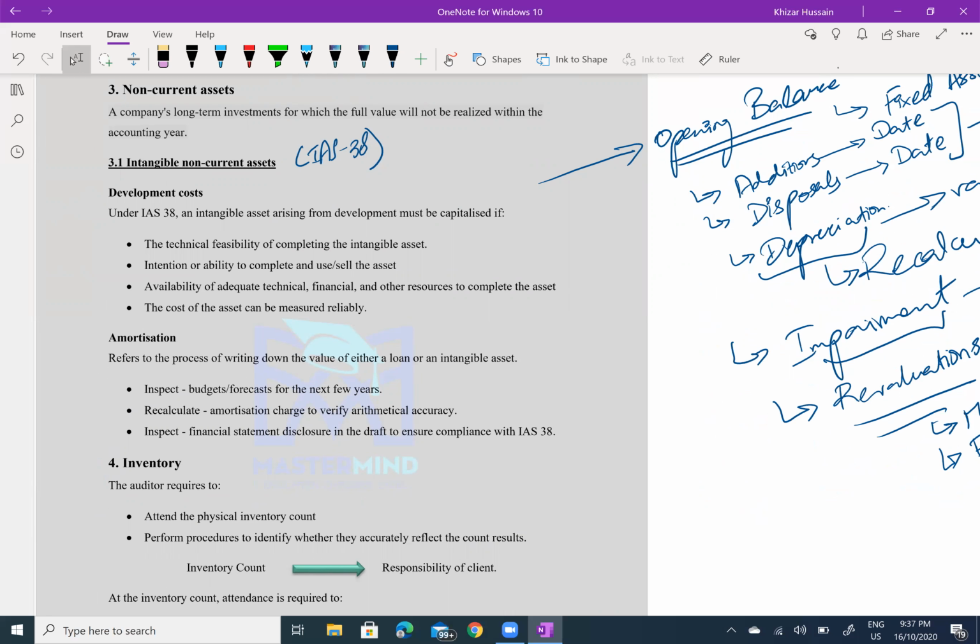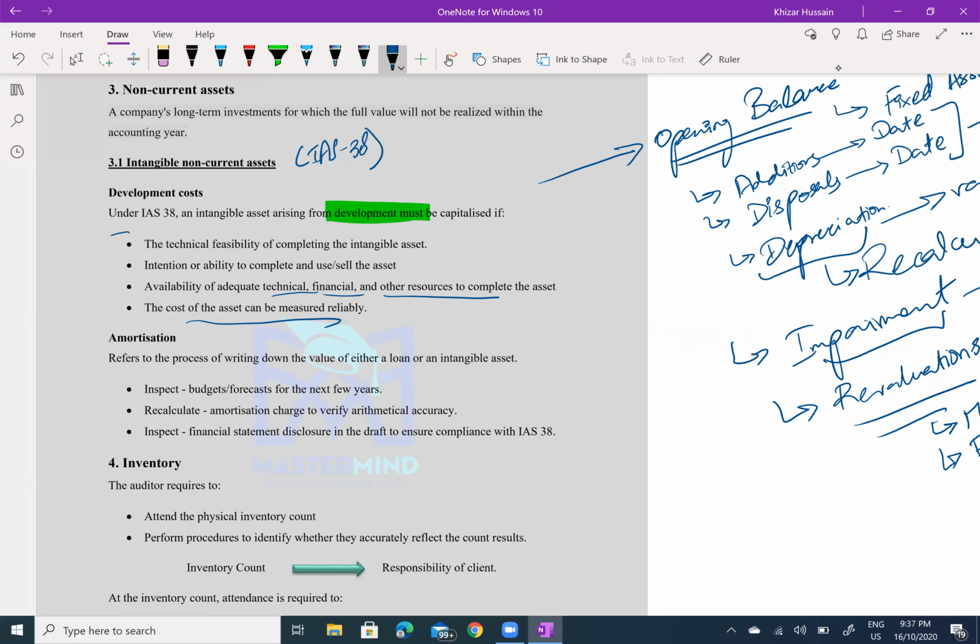Research is basic. Research is an expense, you expense it out. But you remember the development criteria as per IAS 38, right? You will have to verify each one of those: the technical feasibility of completing the intangible asset, intention, availability of adequate technical, financial, and other resources, and the cost of the asset should be reliably measured, right?